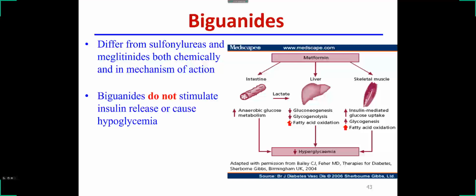Importantly, however, biguanides do not stimulate insulin release, and thus the advantage, and why they're quite popular, is they don't cause hypoglycemia. You don't have that risk of overdose that you do with the sulfonylureas, and that's one of the major reasons people have moved away from sulfonylureas, and metformin is typically one of the first lines of treatment these days.